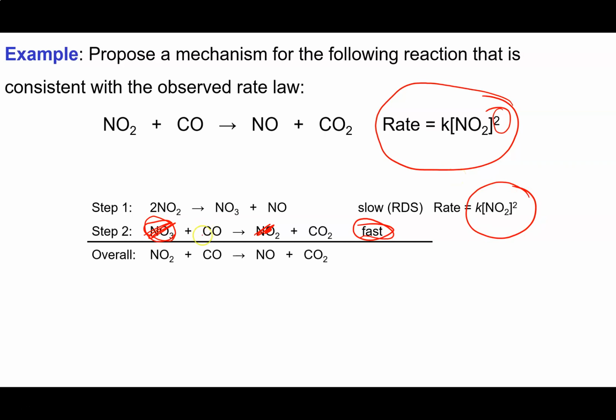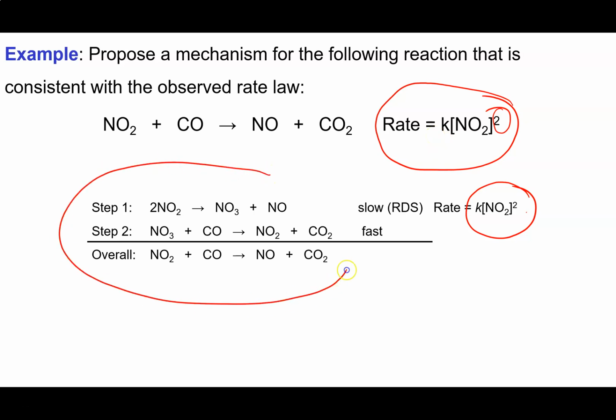And we've still got CO in there, but the CO, because it's in a fast step, doesn't appear in the rate law. So getting this rate law, getting this guy here, allowed us to go ahead and propose a mechanism, and perhaps we could do further experiments to test whether this mechanism was a valid one or not.